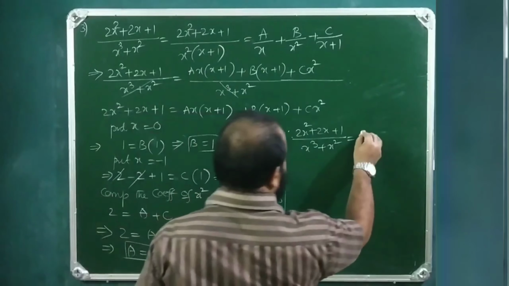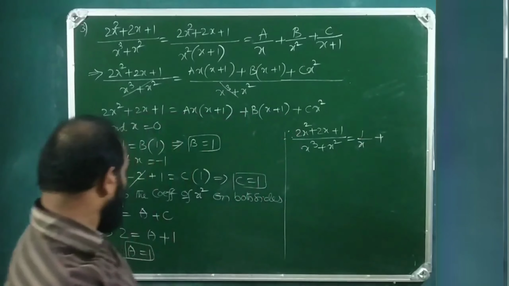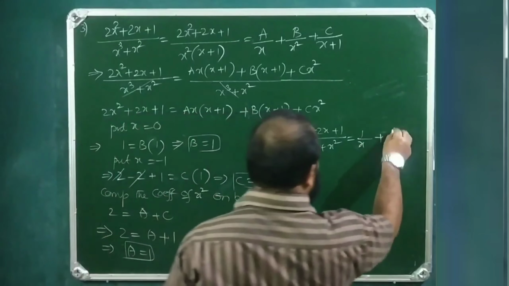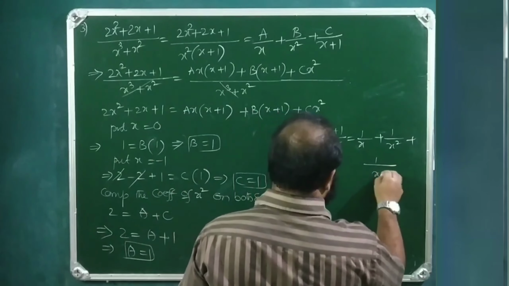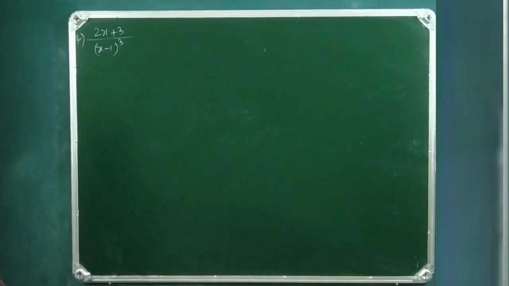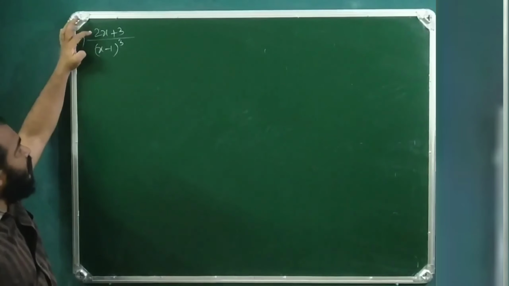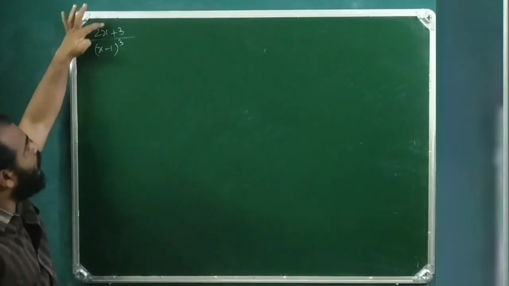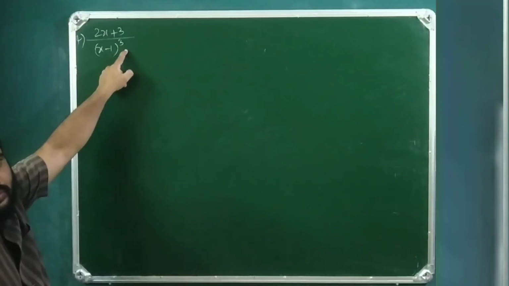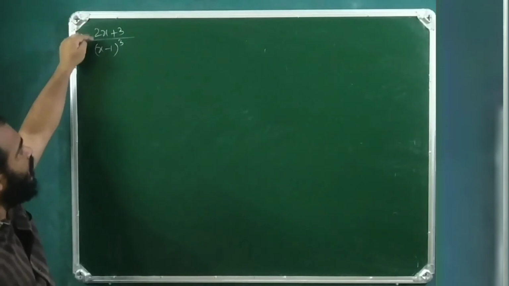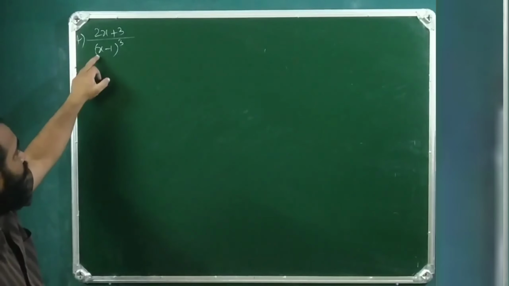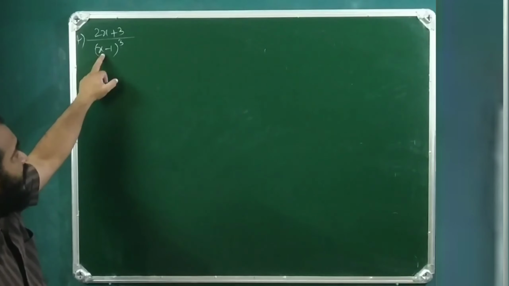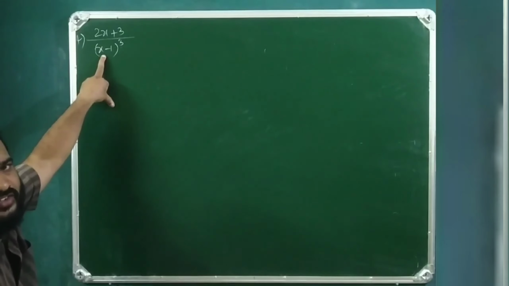is 1 by x plus the value of b is 1 by x square plus the c value is again 1 by x plus 1. This time, 2x plus 3 by x minus 1 whole cube. This is a proper fraction because x power 1 here, x cube. So the degree of the numerator is 1, the degree of the denominator is 3. So the degree of f of x is less than the degree of g of x. So the denominator contains repeated linear factors, type 2.